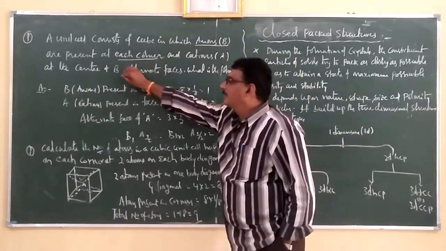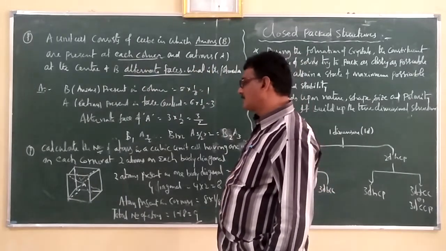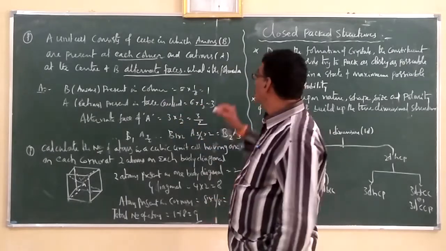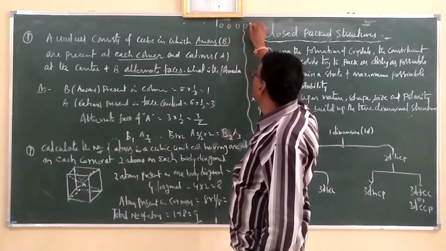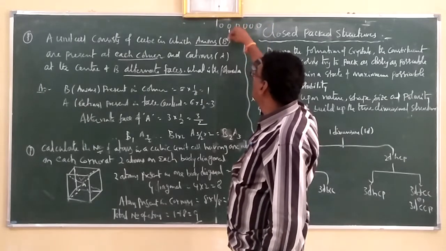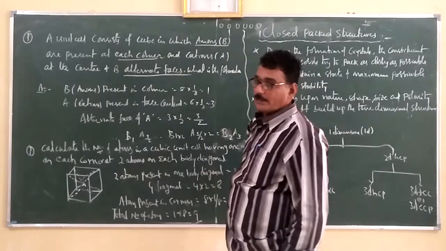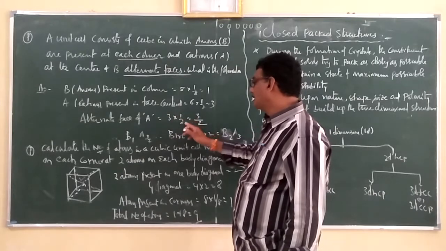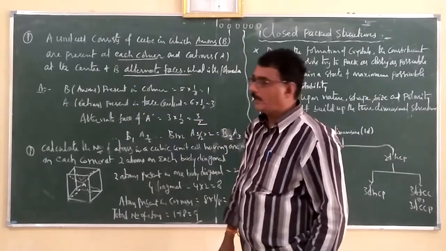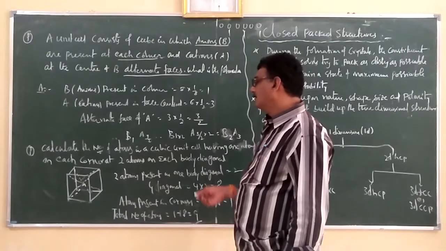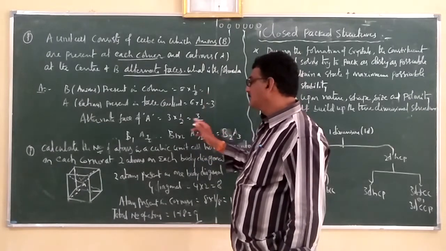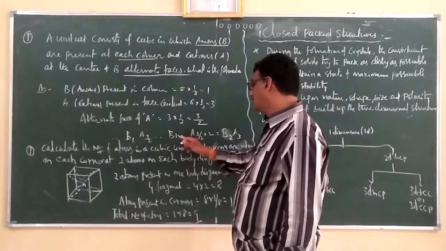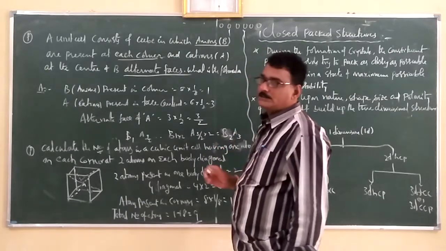But here what is the condition? A is at the center of alternate faces. Alternate means, suppose 6 faces are there: 1, 2, 3, 4, 5, 6. Alternate means 1, 2, 3. That's why the alternate faces of A is 3 into 1 by 2, which is equal to 3 by 2. B is nothing but 1, A is 3 by 2. Multiply with 2, the 2 cancels: B 2 and A 3.